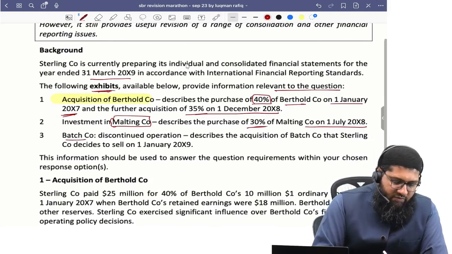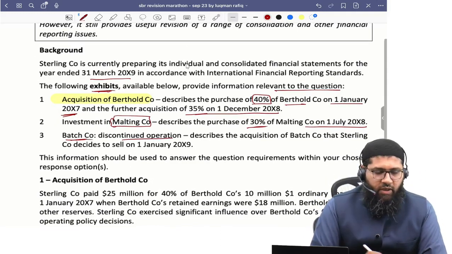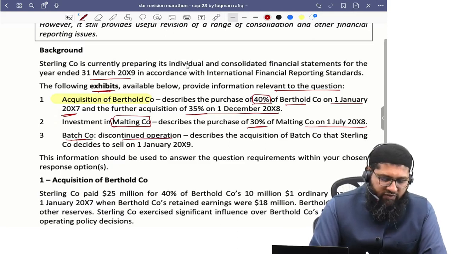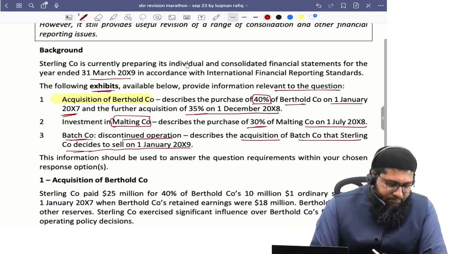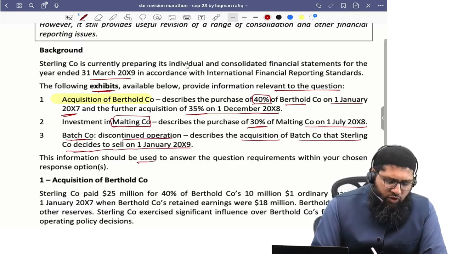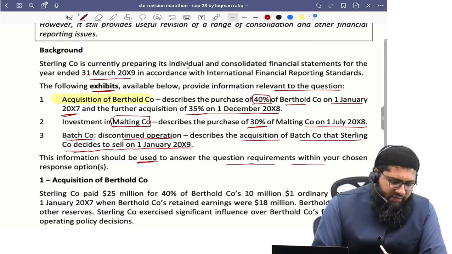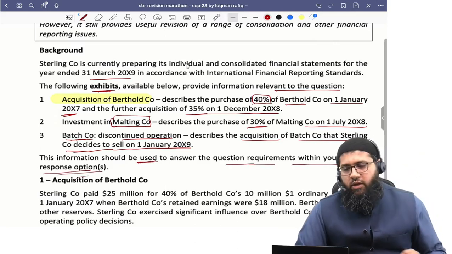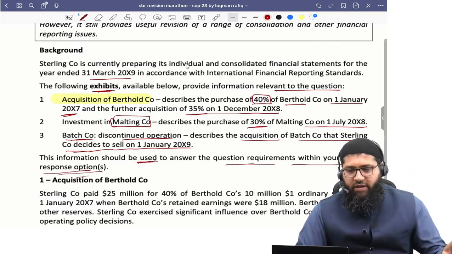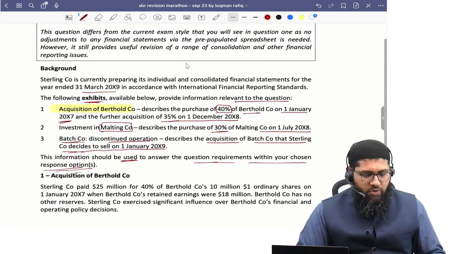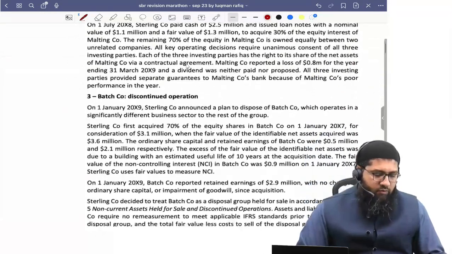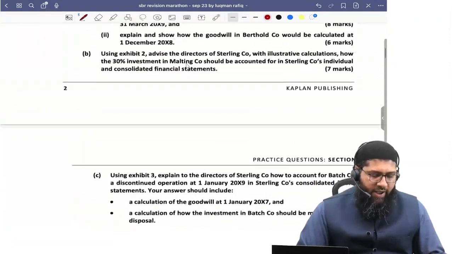Then Batch Company, which is a discontinued operation. It describes the acquisition of Batch Company, which Sterling Company decides to sell on 1st January X9. The information should be used to answer the question requirement within your chosen response option. Now, before I go on to discuss this, I would talk about the question's requirement so that I'm able to connect what we are actually required to do.